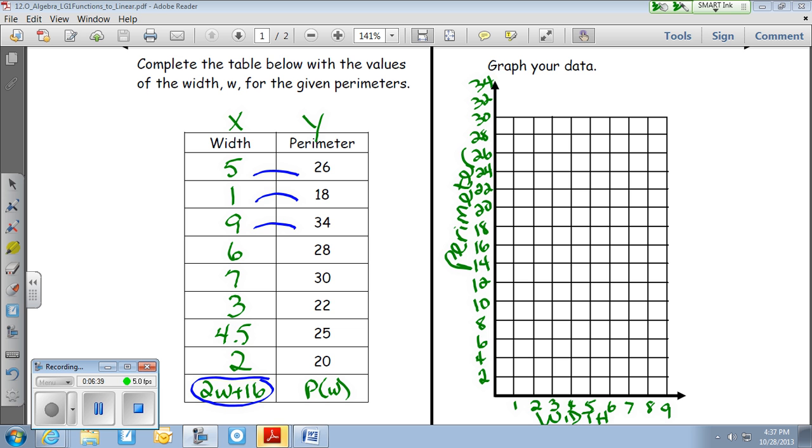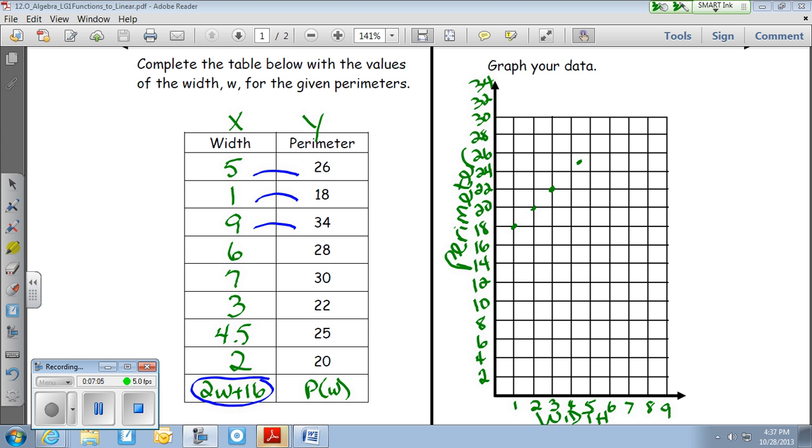All right, so when my width is 1, my perimeter is 18, so I'm going to graph that point right there. When my width is 2, it's going to be at 20. When my width is 3, it's going to be at 22. And then I had one at 4.5. At 4.5, it's 25. So make sure that you are graphing correctly, and it should still line up.